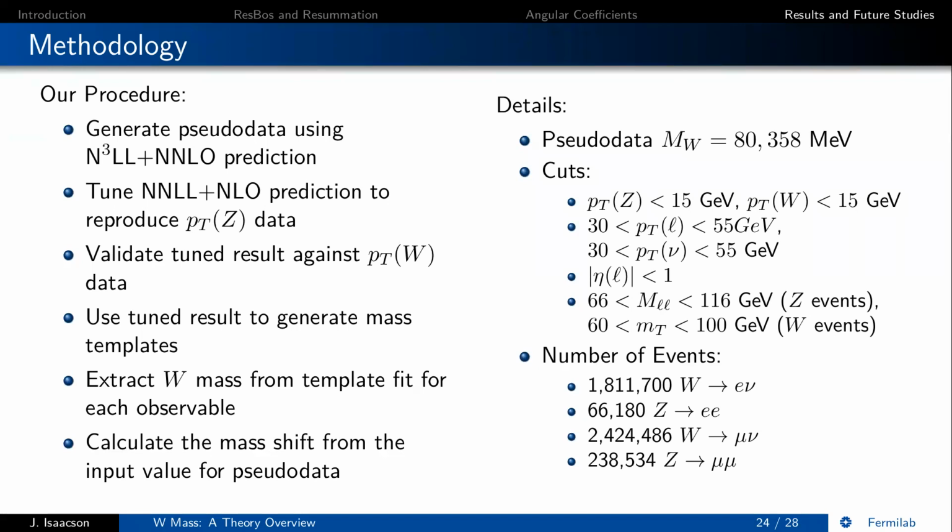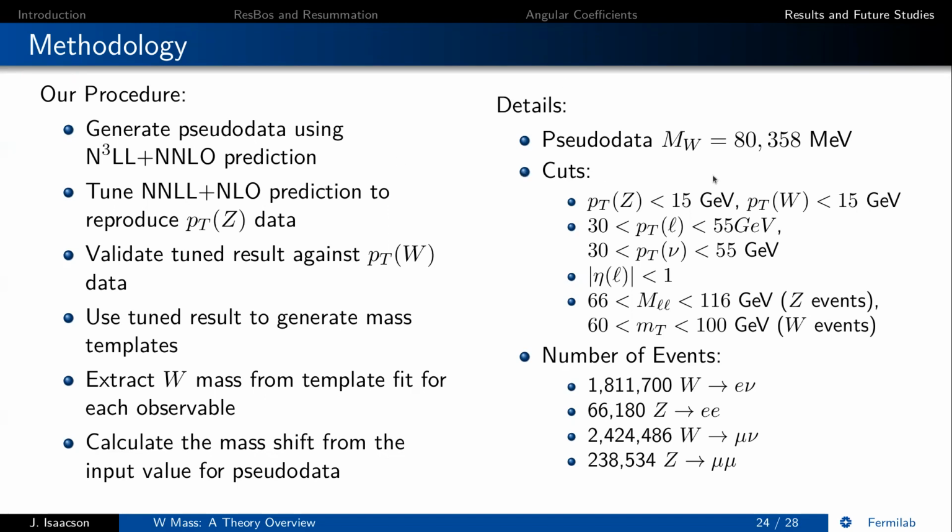The way these shifts are going to be defined is that if you see a positive result, it means it's shifting towards the standard model. It means that the lower order prediction predicted a mass that was higher than if you used a higher order accuracy. If you see a negative result, it means that the higher order prediction predicted a result that was lower than what the input prediction was.